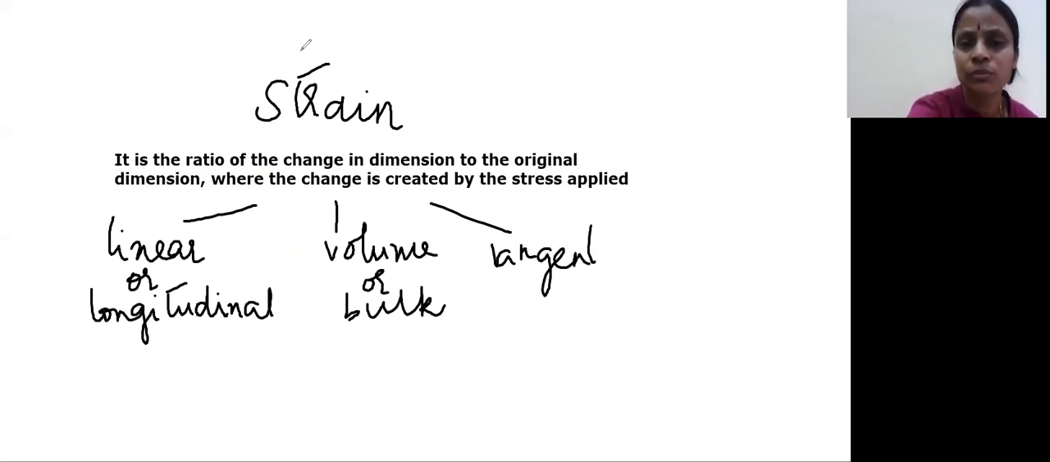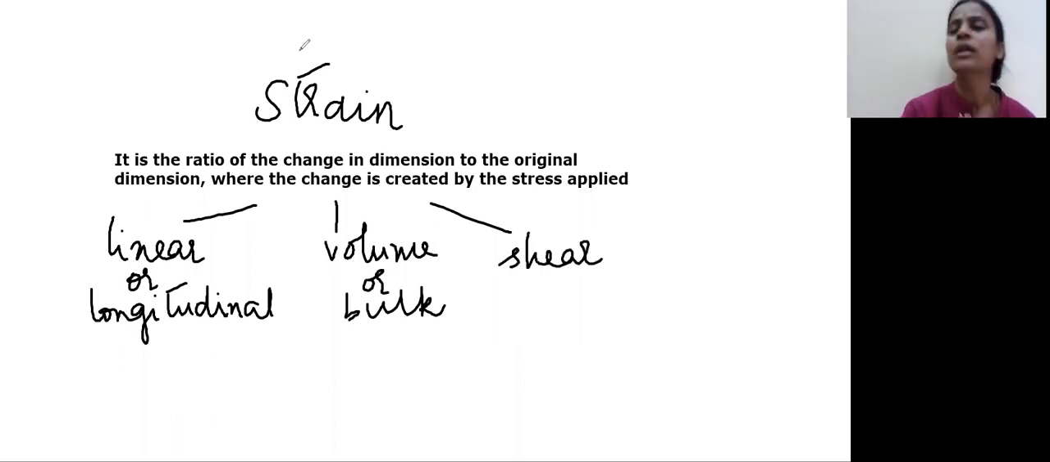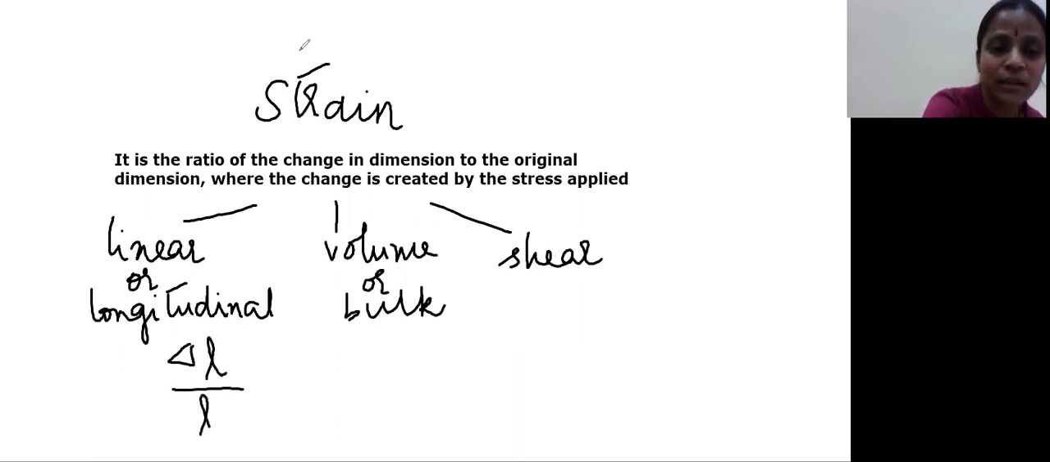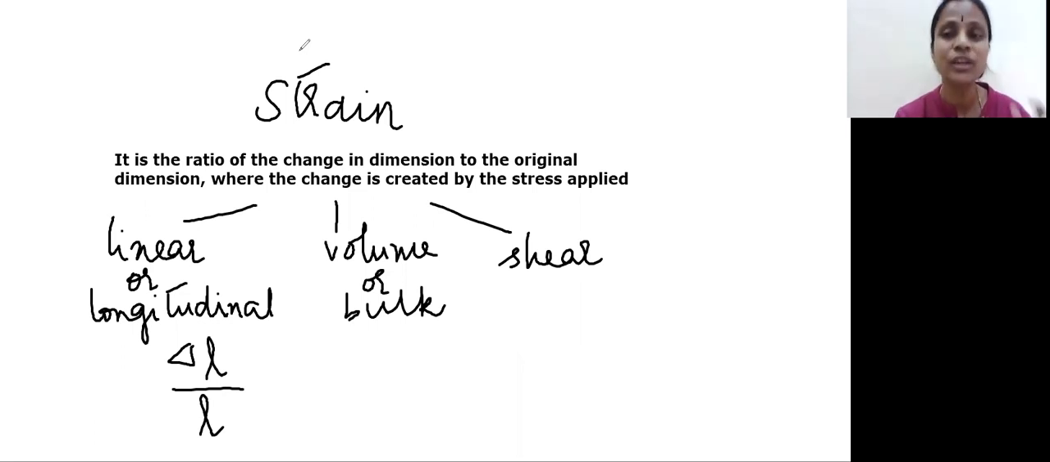I'm not even going to use the word tangential. I'm going to straight away write shear strain, because I've already told you what is meant by shear. So what is going to be the change created by your tensile or compressive stress? It is the change in the length. So what's going to be linear strain? Linear strain is going to be del L divided by L. The change in length to the original length is what we call longitudinal strain. This is going to be created either by a tensile stress or by a compressive stress.